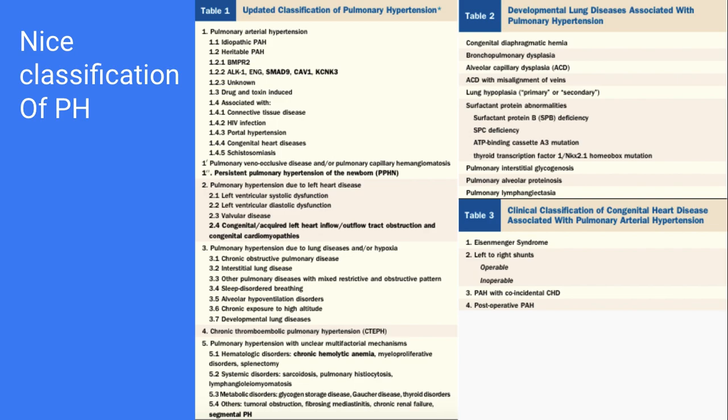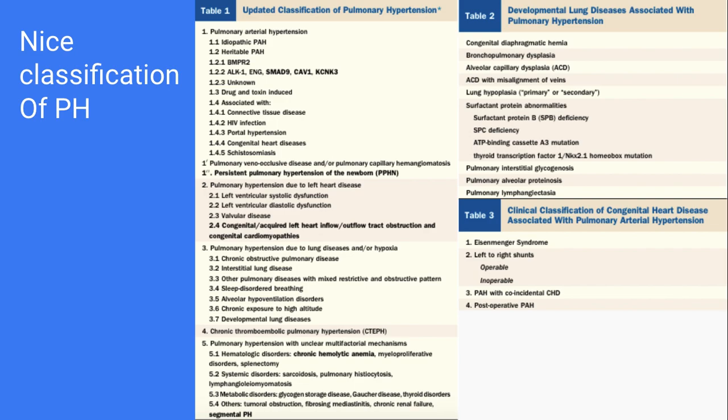The ones on the right column are usually the developmental things that we can see in the ICU. So congenital diaphragmatic hernia, bronchopulmonary dysplasia, alveolar capillary dysplasia, lung hypoplasia with surfactant protein abnormalities, and also basically anything related to congenital heart disease that we have already spoken about, Eisenmenger syndrome, left to right shunts, and so on and so on.